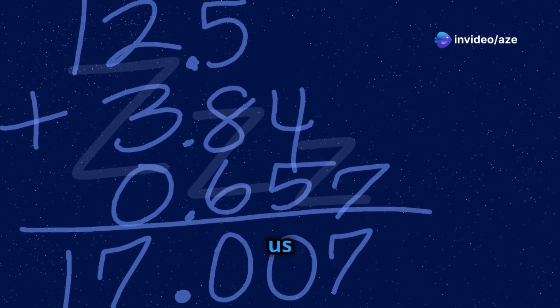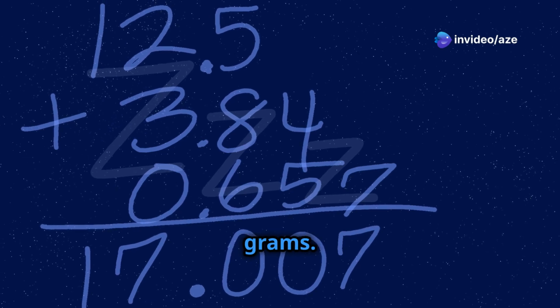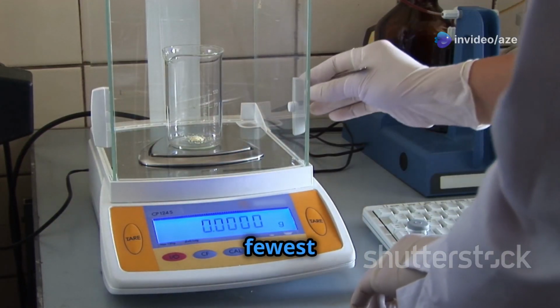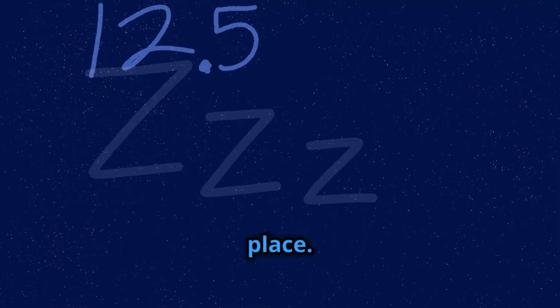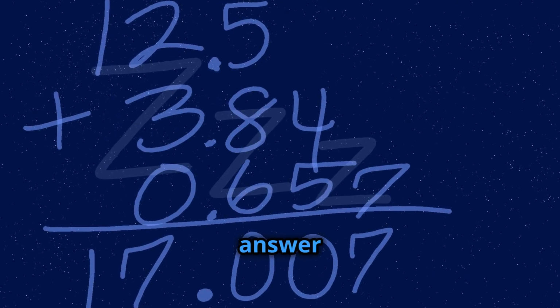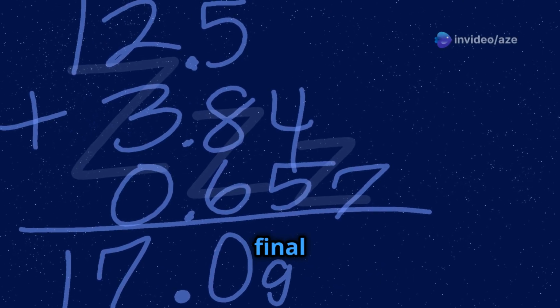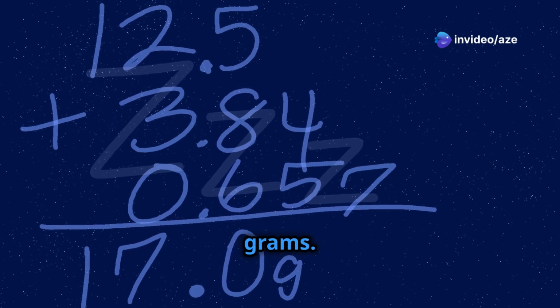Adding these together gives us 17.007 grams. However, the measurement with the fewest decimal places is 12.5 grams, which has only 1 decimal place. Therefore, we must round our answer to 1 decimal place, giving us a final answer of 17.0 grams.